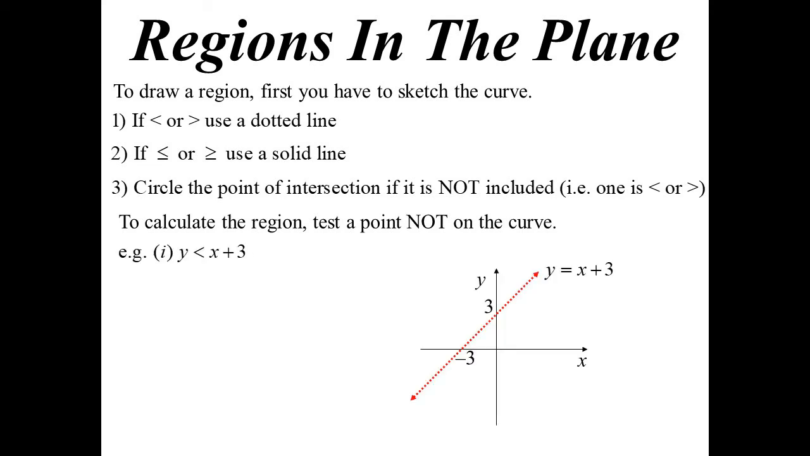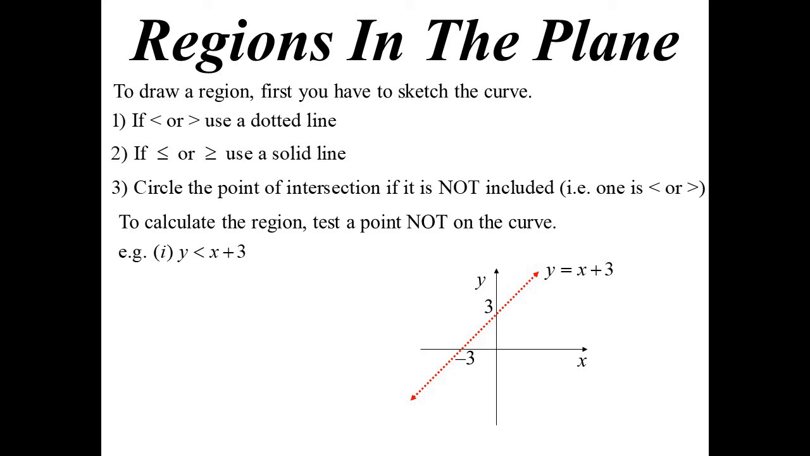So let's start with a simple one. Straight line, y is less than x plus 3. So the first thing we do, draw the boundary. This one will be dotted. And so, there we go. There's the line y equals x plus 3. I still label it as y equals x plus 3 because that is the equation of the line, but dotting it tells us it's not included.